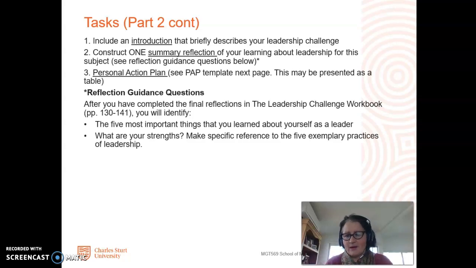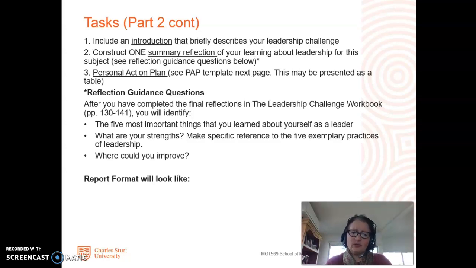There might be a couple, there might be 3, etc. So refer back to that. Where could you improve? Okay, so this will guide you into your personal action plan. So this is how I want the report format to look like, to dispel any confusion.